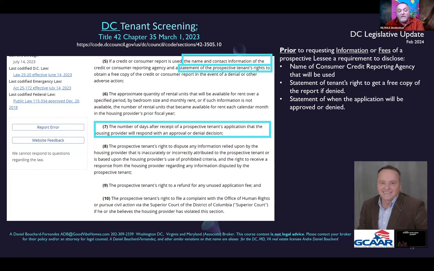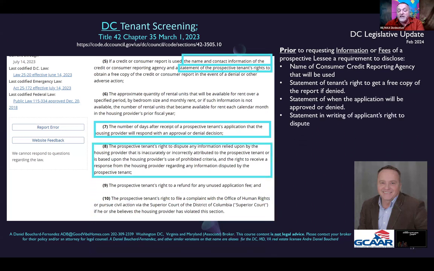Before you start qualifying them and asking them any kind of questions about how qualified they are, you have to disclose to them all of this information. The next topic is a statement in writing of the applicant's right to dispute. So you have to tell the tenant in writing that they have a right to dispute a rejection if they receive a rejection of this application.